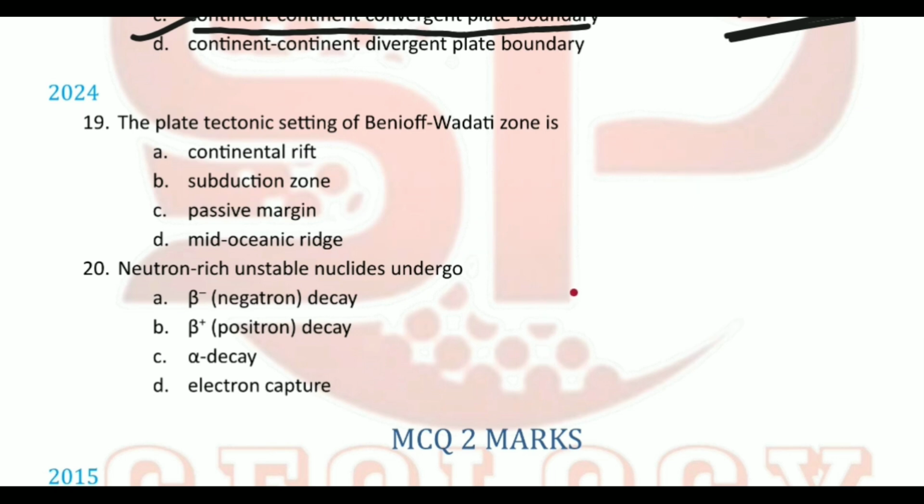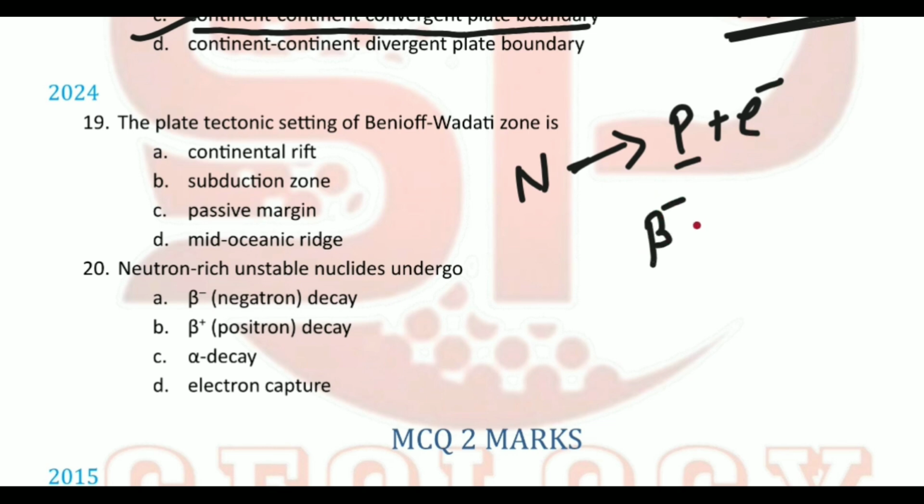Neutron-rich unstable nuclei, if they have more neutrons, will release an electron. When a neutron releases an electron, it converts to a proton. The decay of a neutron-rich unstable nucleus by release of an electron is what we call beta minus decay, or negatron decay.